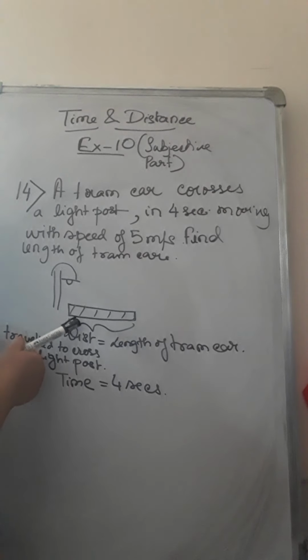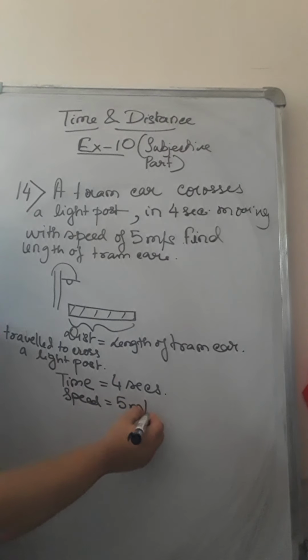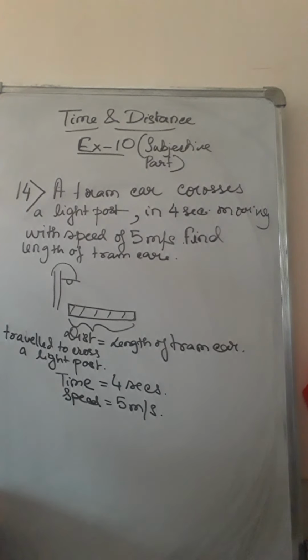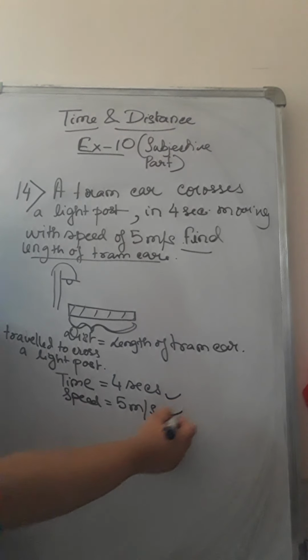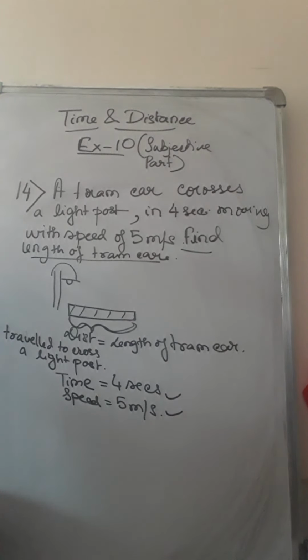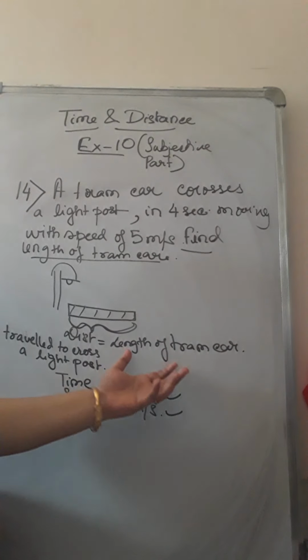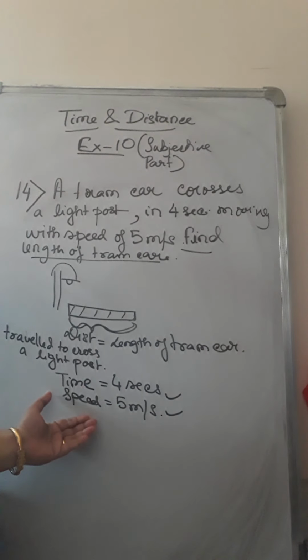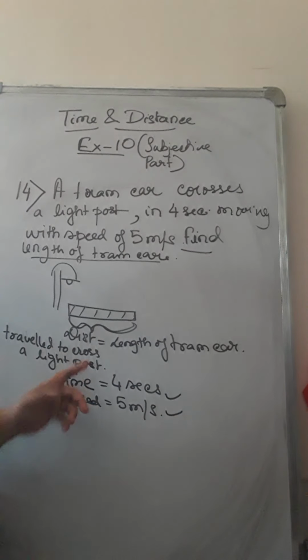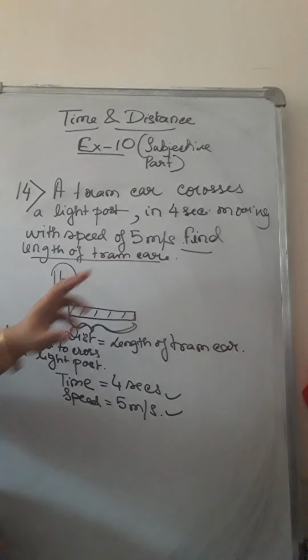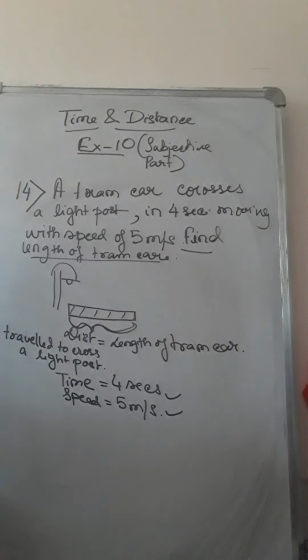And with what speed is this tram car travelling? The speed is equal to 5 meters per second. What you need to find? Find the length of the tram car. So what is the total length of the tram car? Now see, from the time and speed, we can find the distance very easily from the formula. And the distance travelled, you know, is equivalent to the length of the tram car. So if from time and speed we can find the distance travelled by the tram car, that is equivalent to the length of the tram car. So after finding the distance, we can say that is the length of the tram car.